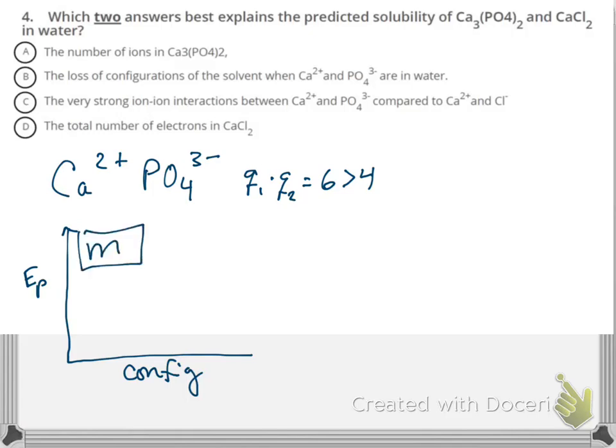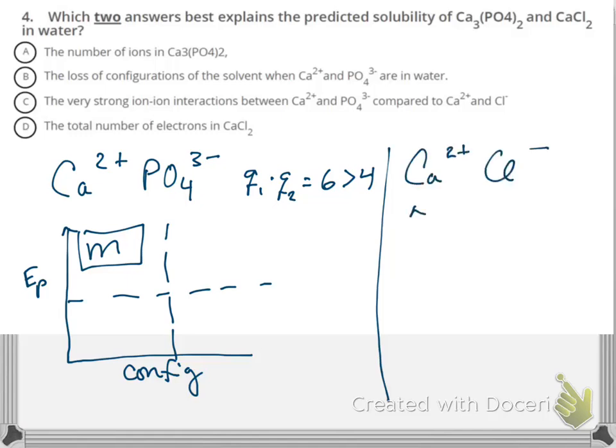know that the mixed state is in the top left corner. It's at high potential energy and low configurations. We expect it to be insoluble. Let's take a look at calcium chloride. So it's +2 and -1. This is below 4. So we expect this to be soluble.